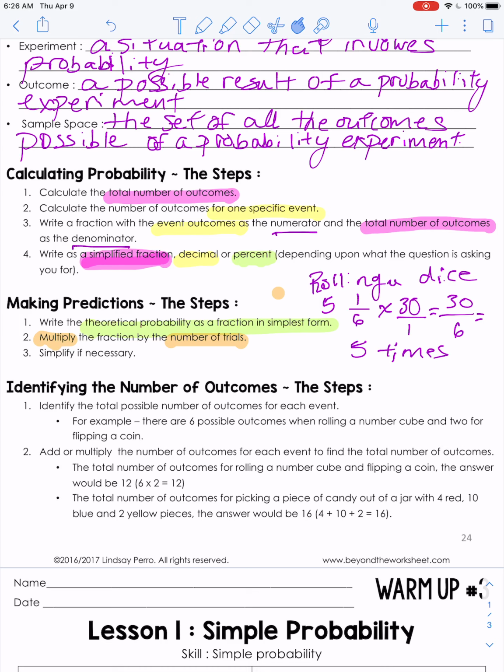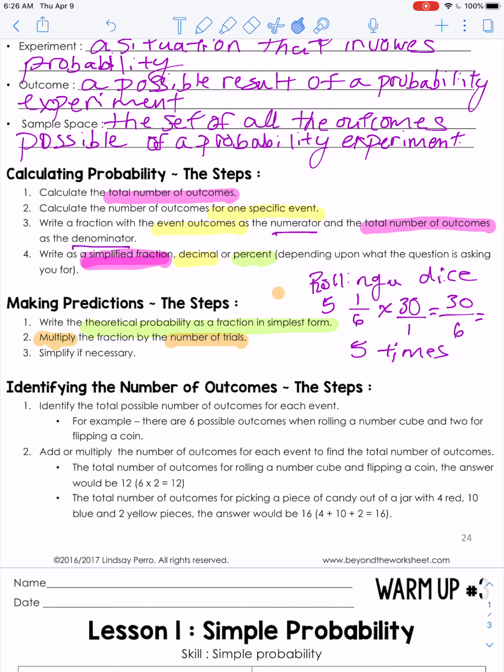So we multiply the number of outcomes for each event to find the total number of outcomes. So the total number of outcomes for rolling a number cube and flipping a coin would be 12, because we take 6 times 2, which equals 12. The total number of outcomes for picking a piece of candy out of a jar with 4 red, 10 blue, and 2 yellow pieces, the answer would be 16, because we would add those all together.